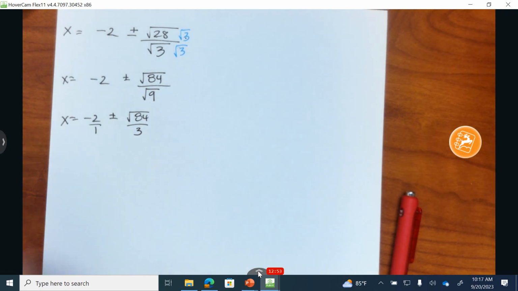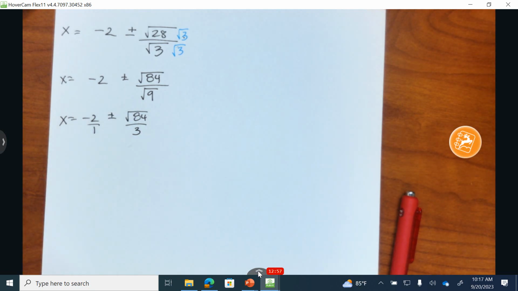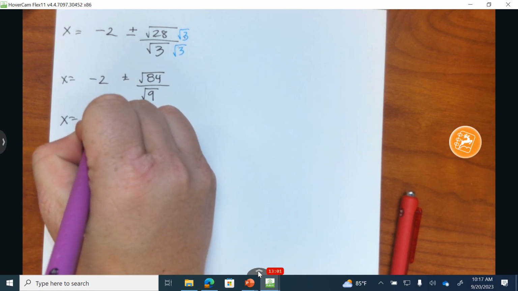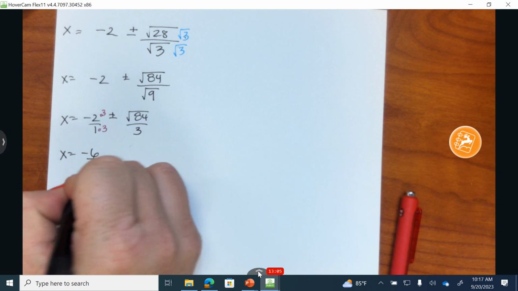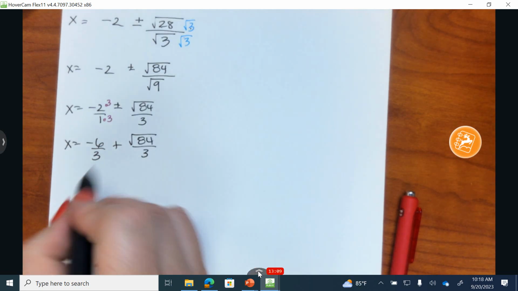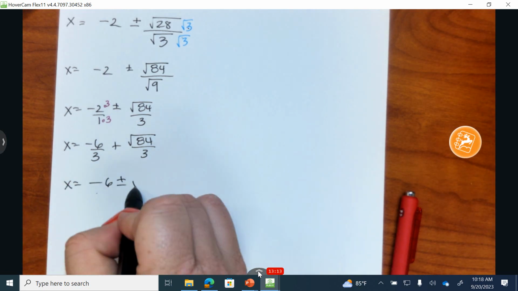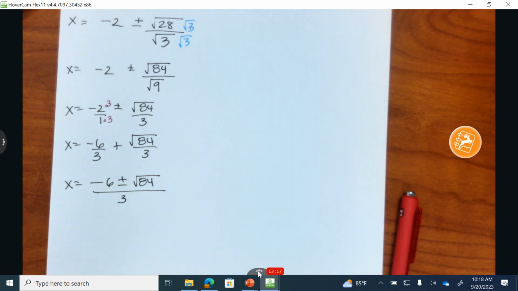Everything's looking good. I no longer have a radical in the denominator. Now I need to be able to push these together, so I want to combine this. So I need to have a common denominator. I'm going to go times 3 and times 3. X equals negative 6 over 3 plus the square root of 84 over 3. Now, negative 6 and the square root of 84 are not like terms, but so far what I've done works.